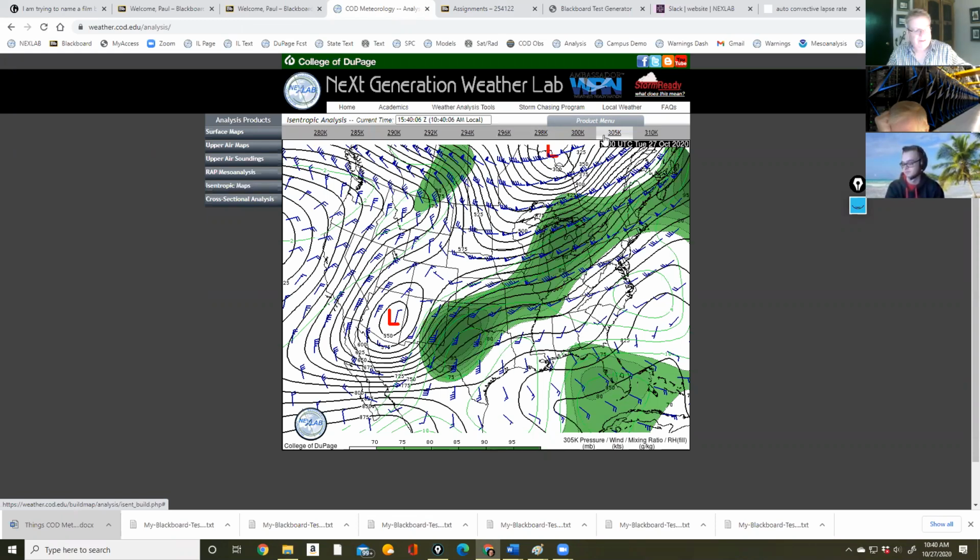This is 305 Kelvin. That means every place on this map is the same temperature, the same potential temperature. And then the lines are telling me how high, well, not height, but what pressure I have to go to reach that temperature. So over here, I have to go to 550 millibars to reach 385 Kelvin. Here, I have to go to 750 millibars to reach that.